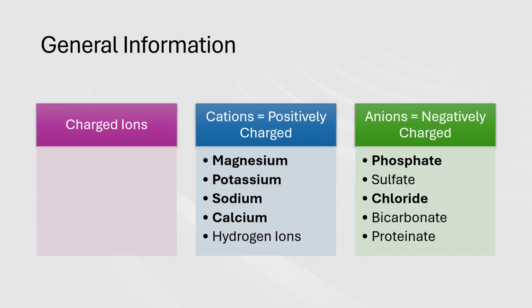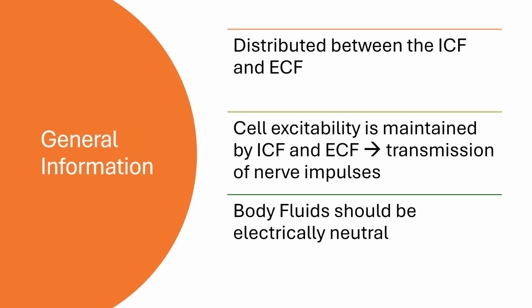Electrolytes are basically charged ions. You can have some that are positively charged, like magnesium, potassium, sodium, calcium, and your hydrogen ions, or you can have them negatively charged, such as your phosphorus, your sulfate, your chloride, your bicarbonate, and proteinate. These electrolytes can be distributed between the intracellular fluid and the extracellular fluid.